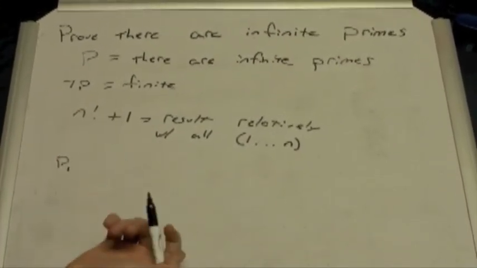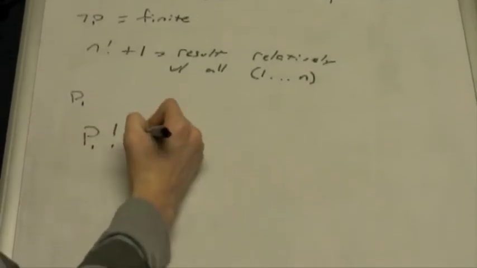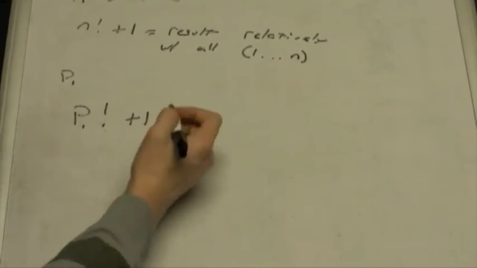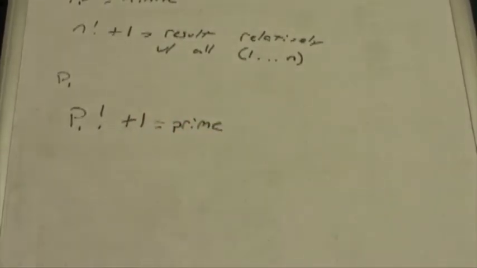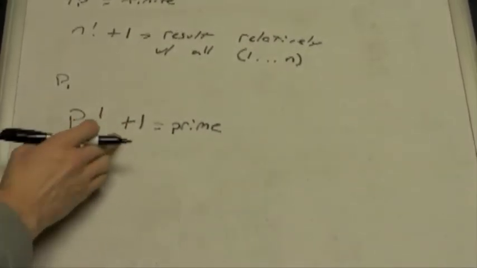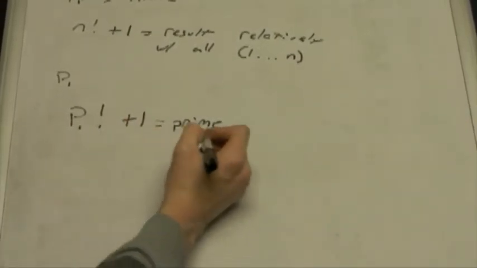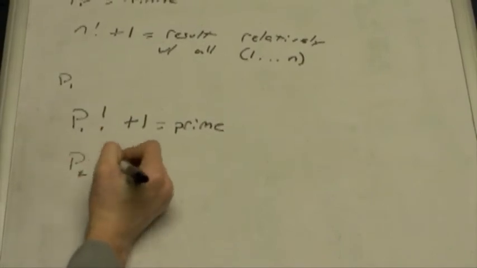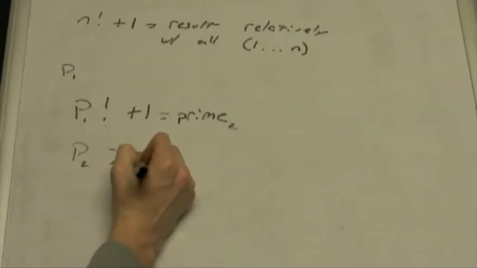So we are capable of taking the factorial of P1 and adding 1 to it, just like we would with any other number. I've just stated that the factorial of a number plus 1 will be relatively prime to every number up to it. However, the factorial of a prime number, or any number, plus 1 will yield a larger number than the number we began with. So if we call this prime number P2, it will be larger than P1.